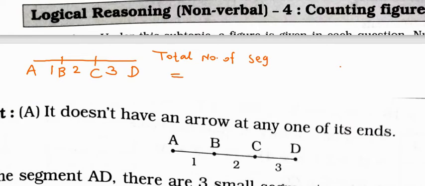Now how many points are there? 1, 2, 3 and 4 points. Then in this way: 4 plus 3 plus 2 plus 1, that is 4 plus 3 is 7, 7 plus 2 is 9, and 9 plus 1 is 10, and therefore there are 10 segments in this bigger segment AD.